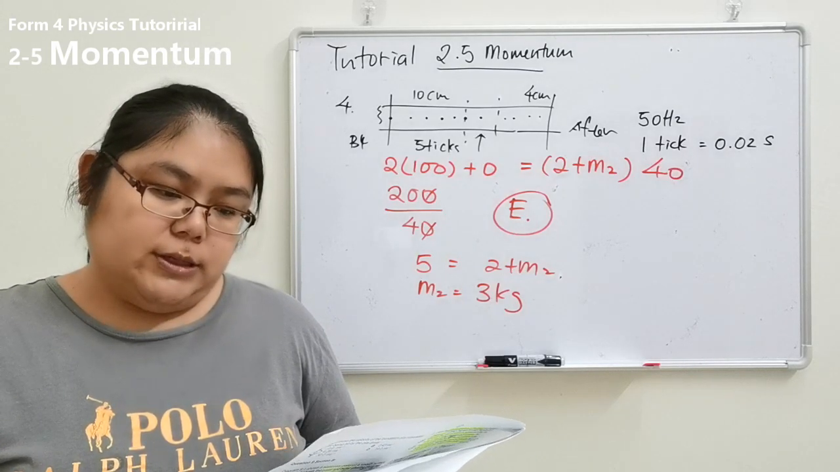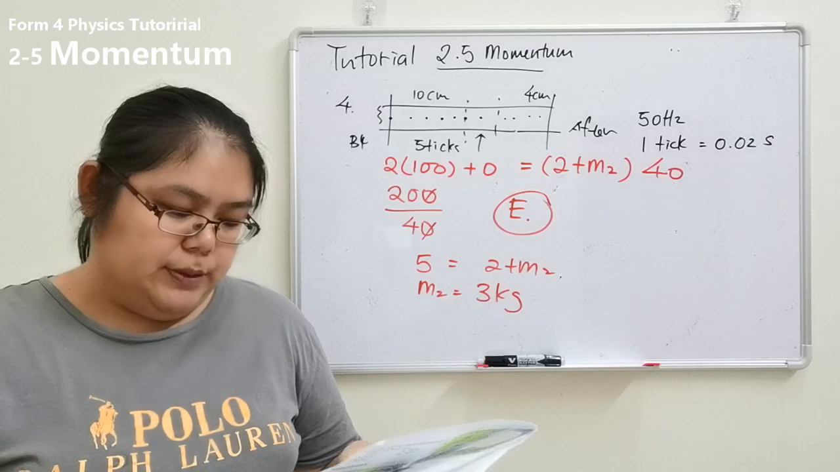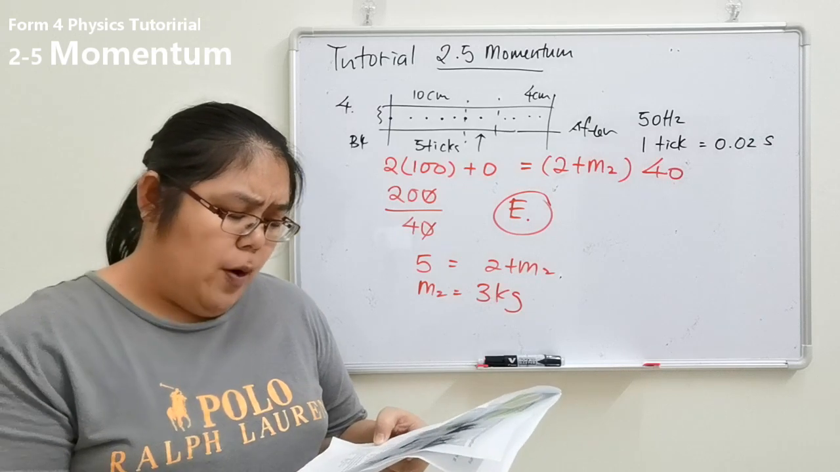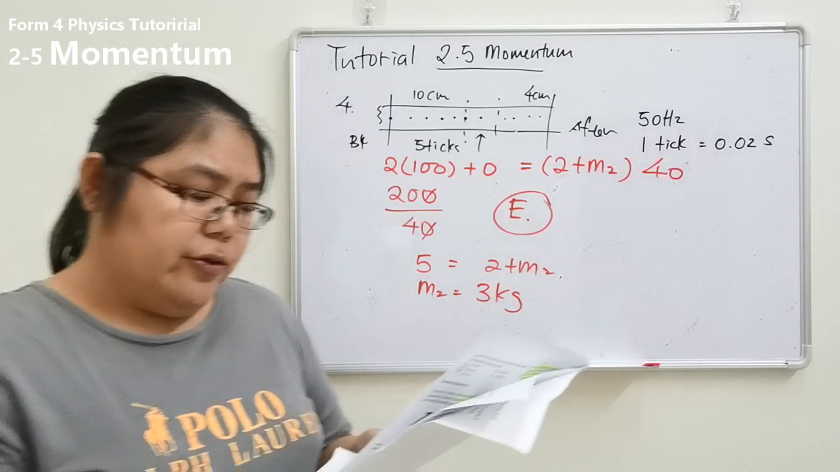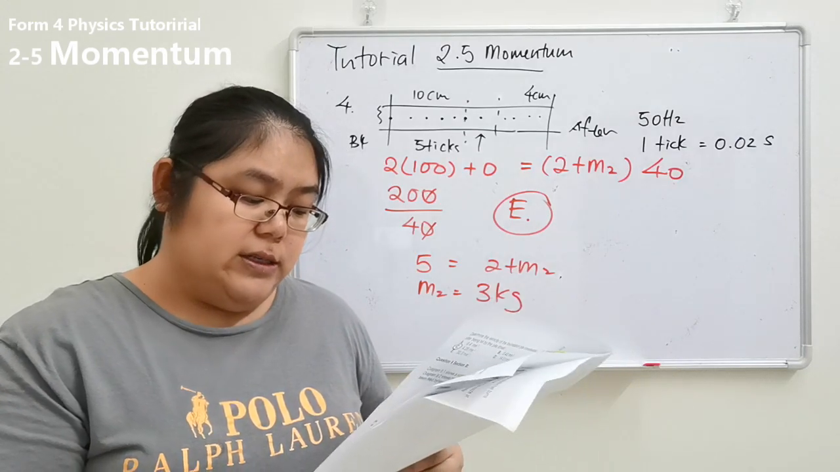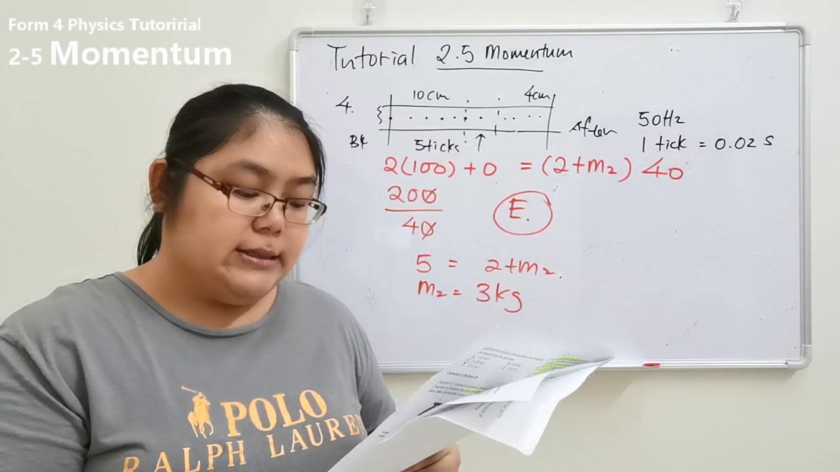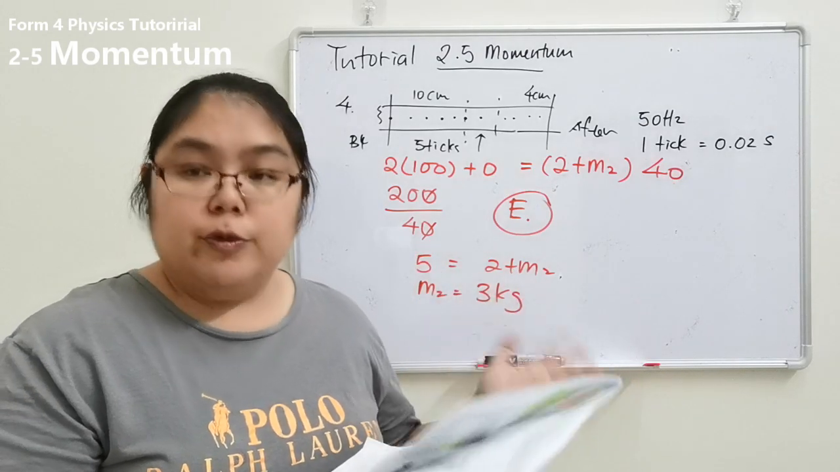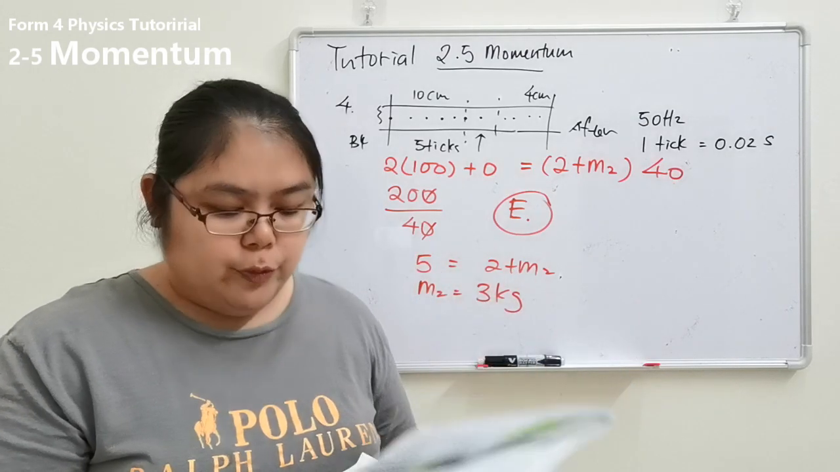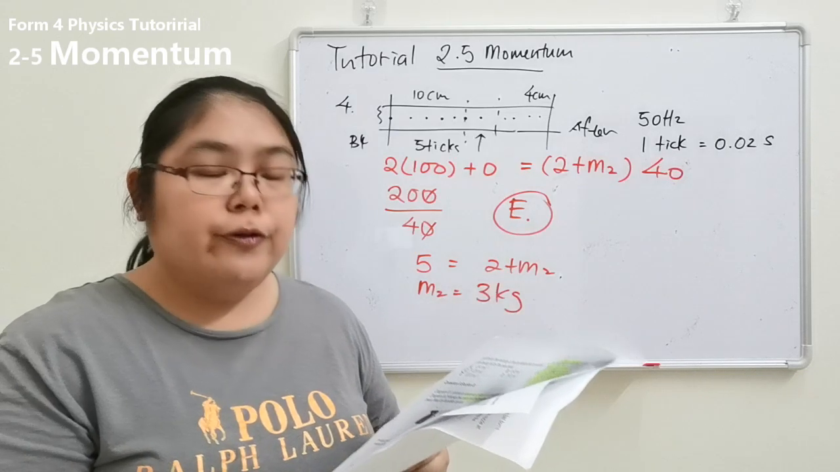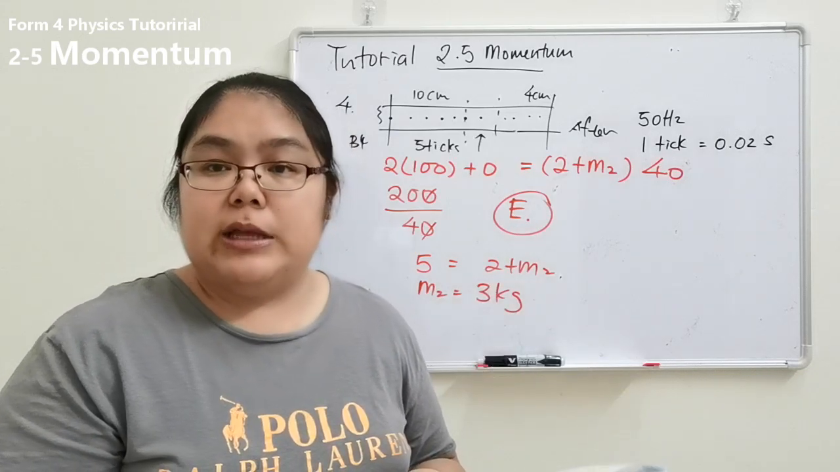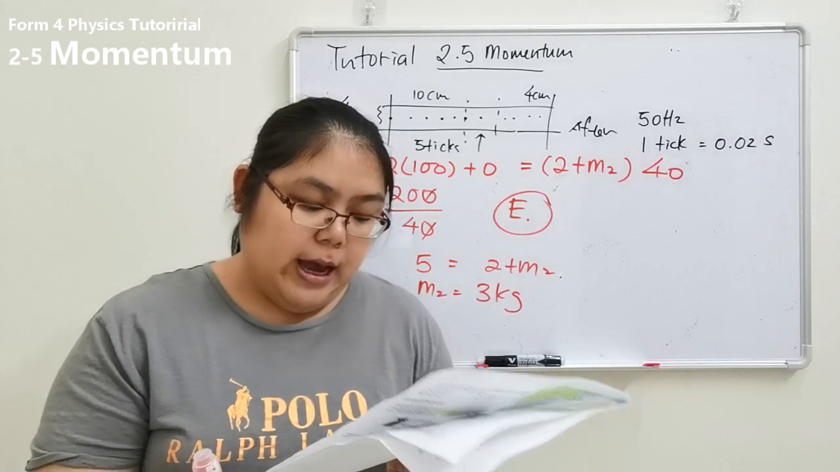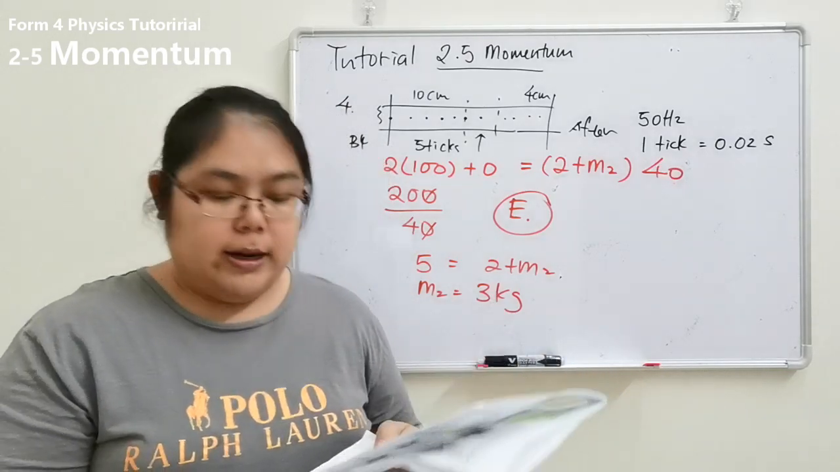Number 5 also is a calculation. We see number 5 first. A boy with the mass 50 kilograms is running with the velocity 6 and jumps onto a stationary trolley. So that means at first the boy is moving, the trolley is never moved. After that they move together. Can you see the keyword? They move together. Move together means they are stuck together.